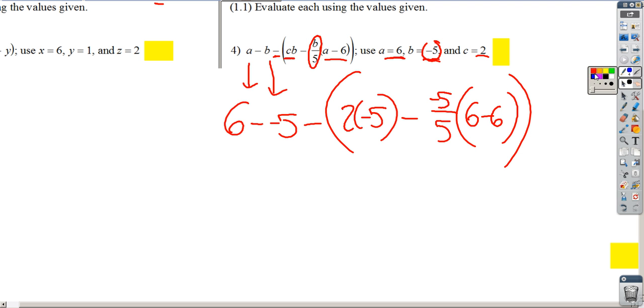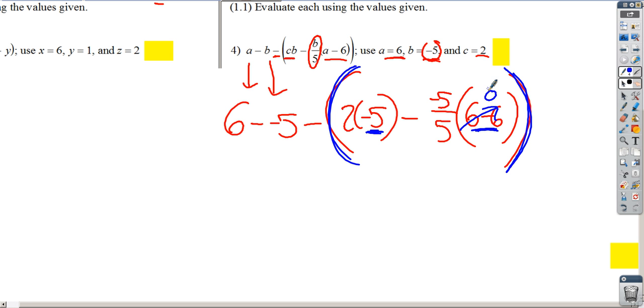PEMDAS says start with the parentheses. We have a lot of parentheses here, so we'll outline that in blue. We start with the innermost parentheses, so 6 minus 6 equals 0. There's nothing to do with the negative 5 in parentheses. Now we can start to simplify this.